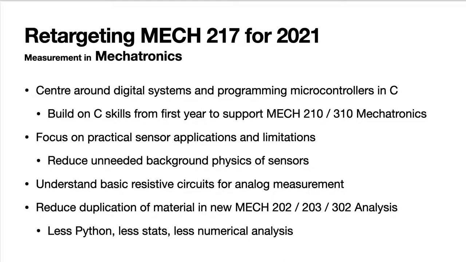This year, in 2021, we're retargeting MECH 217 to focus a little more strongly on the mechatronics side and a little less on the measurement side. That's because our curriculum has advanced to include a couple of courses in mechatronics that follow on from 217 and really need the support and the background to make sure that you're prepared. So we're going to center around digital systems and programming microcontrollers in the C language, in the Arduino IDE. We're going to build on the C skills that you got from first year so that you'll be able to succeed when you go on to MECH 210 and MECH 310 mechatronics courses next term and the following term.